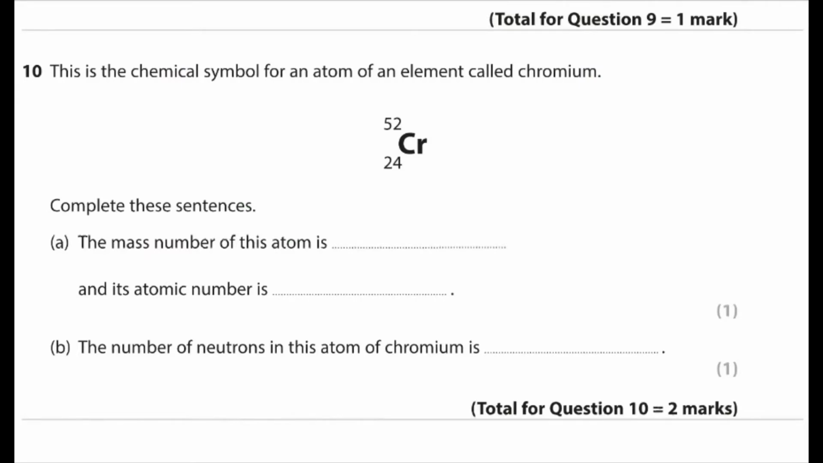Let's discuss the 10th question. In this question, this is the chemical symbol for an atom of an element called chromium. Complete these sentences. The mass number of this atom is, we know the mass number is right up here, which is the addition of the number of protons and the number of neutrons.